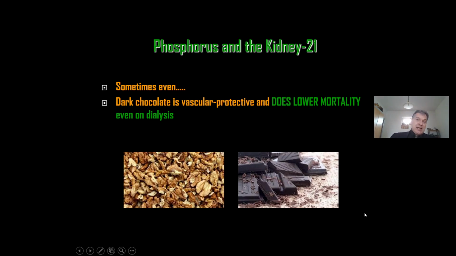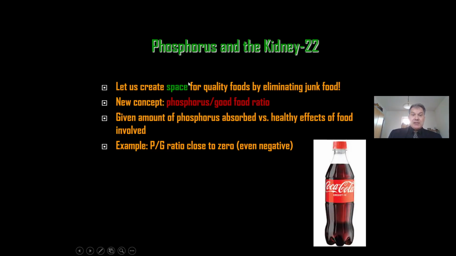You see, besides exercise, of course, chocolate is one of the very, very few things that in dialysis patients is proved to improve chances for survival. So chocolate is very good. And yet they're going to tell you that phosphorus will prevent you from eating chocolate because it has a high amount of phosphorus. And walnuts also have a high amount of phosphorus, but they also have an overall effect of protecting your blood vessels. So now you see that you have to make place for these things, at least a little bit of these things. So let us create space for quality foods by eliminating junk food.